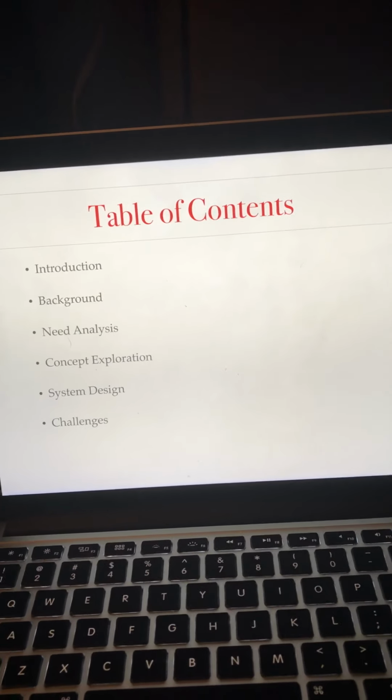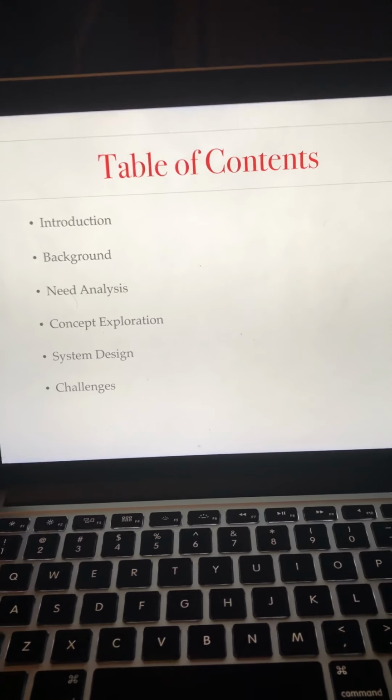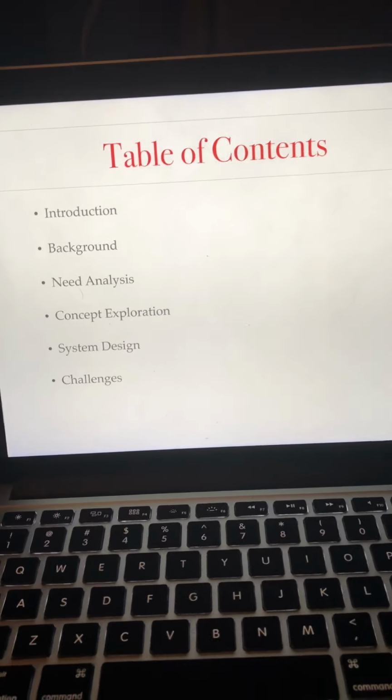The next slide is a table of contents of how I plan to go about my presentation. First, I'm going to have an intro, then a background, then I'm going to talk about the need analysis of that aircraft, which is the B-2 system. Then I'll talk about the concept exploration, then the system design, and then the challenges.